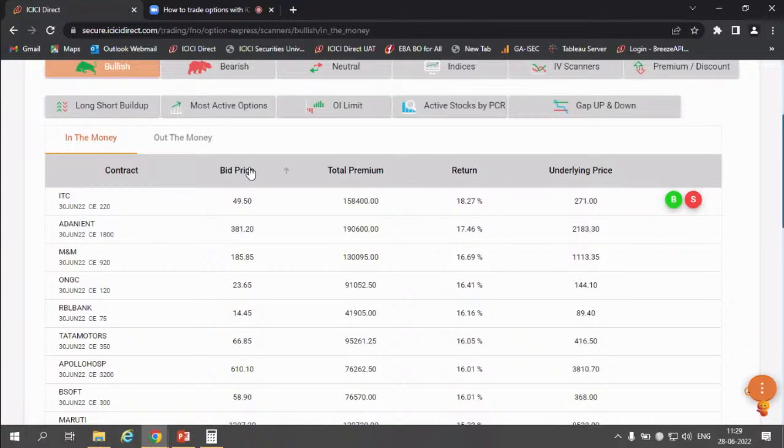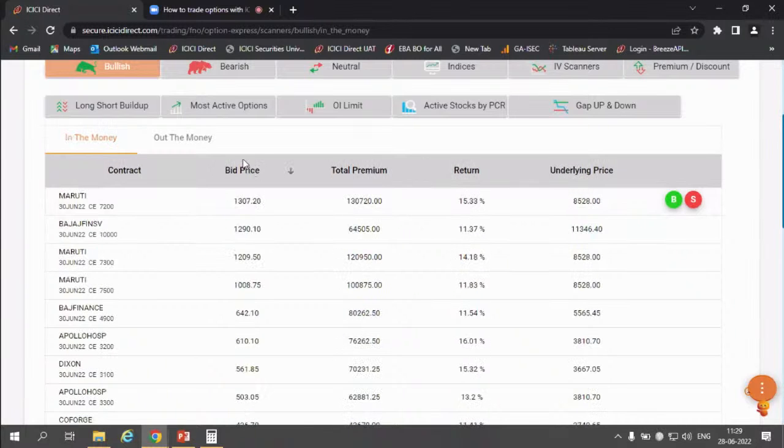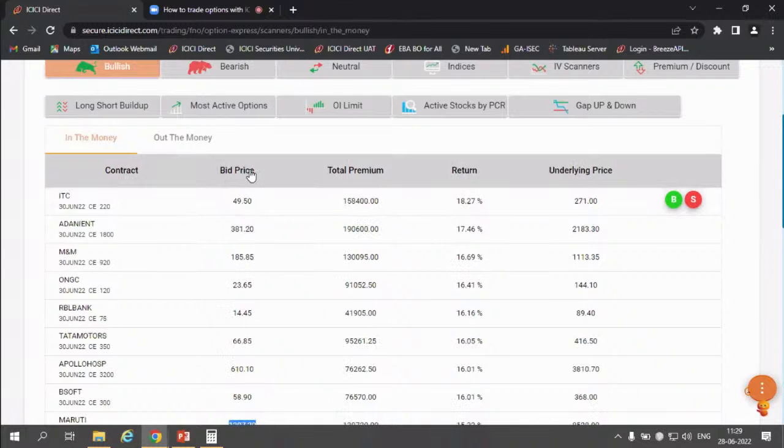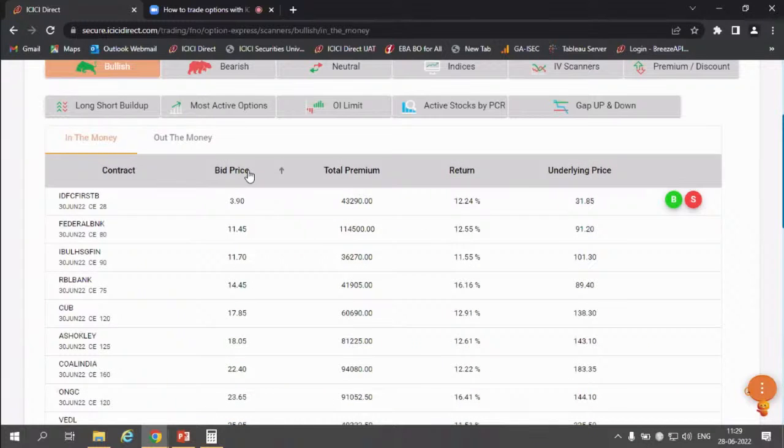You can even filter this based on the price that you think. If I have clicked twice, the highest premium that you can see here for the 1307 is for the Maruti. And if you are novice traders and don't want to spend too much money, you can see the IDFC First is given, which is in the money at a price of 3.9. This is nothing but the lot size multiplied by the bid price that you'll be paying, and this is the total return that you can expect. And the current underlying price for the IDFC First is 31 rupees basically.